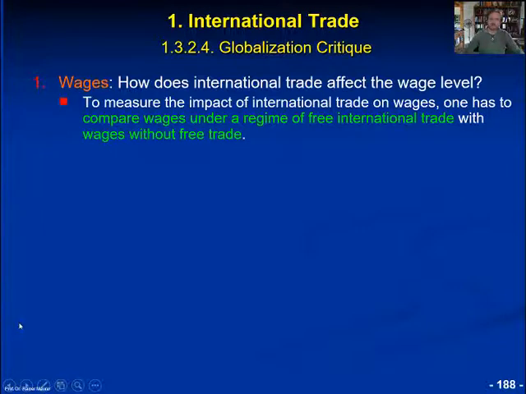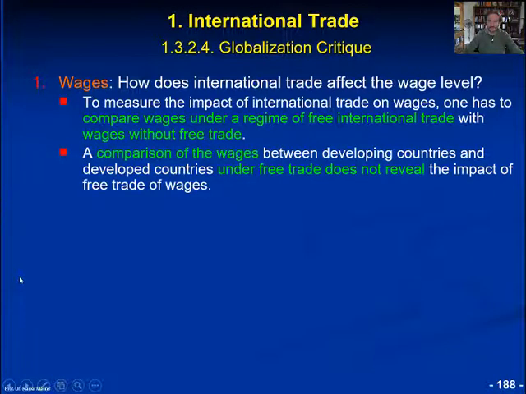We start with the effect of international trade on wages. How does international trade affect the wage level? To measure the impact of international trade on wages, one has to compare wages under a regime of free international trade with wages without free trade. A comparison of wages between developing and developed countries under free trade does not reveal the impact of free trade on wages.